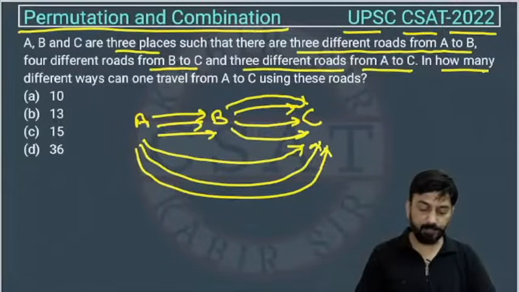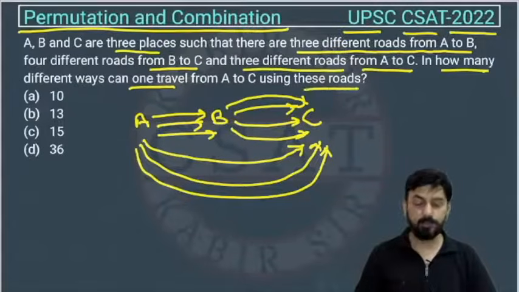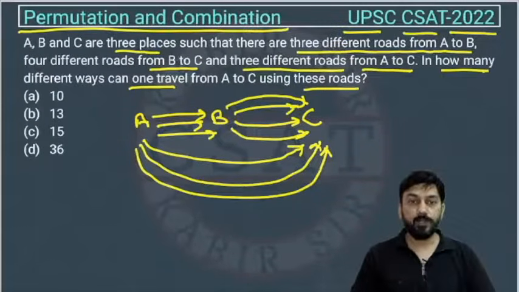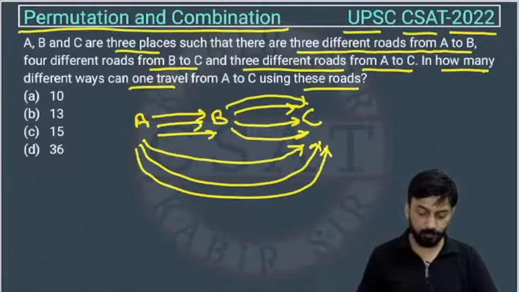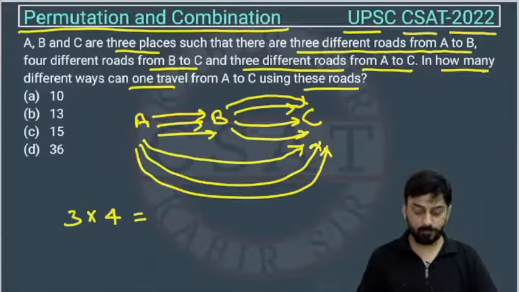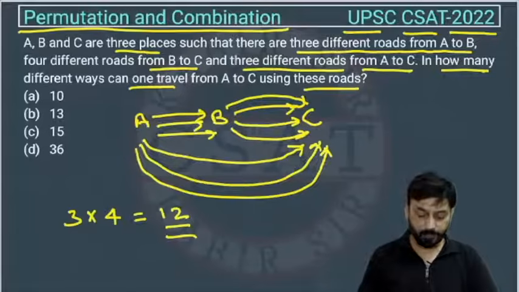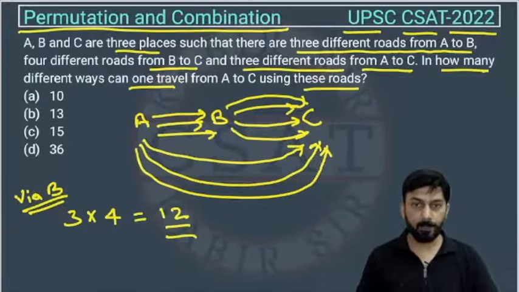In how many different ways can one travel from A to C using these roads? So we need to find out in how many ways a person can move from A to C, right? So this is a simple question of multiplication. If you remember how we do it, from A to B there are how many ways to go? 3, and then from B to C how many? 4. So total ways of going from A to C through B, right? So how many possibilities are there? 12, right? So we are going via B. In these 12 possibilities, we are using B.